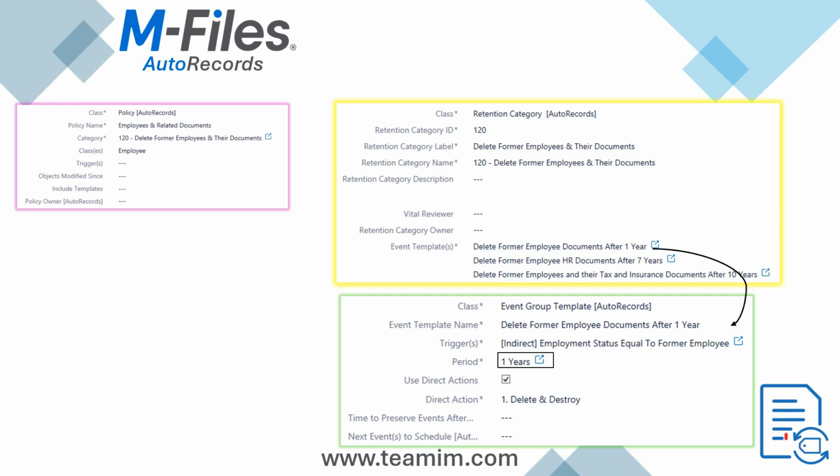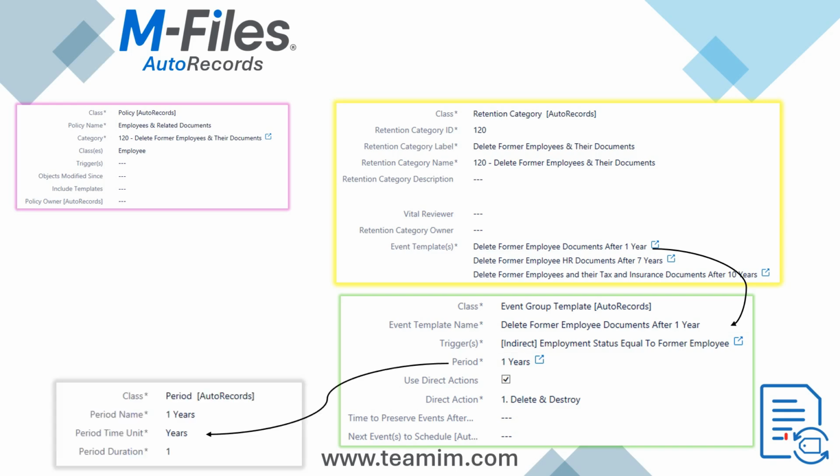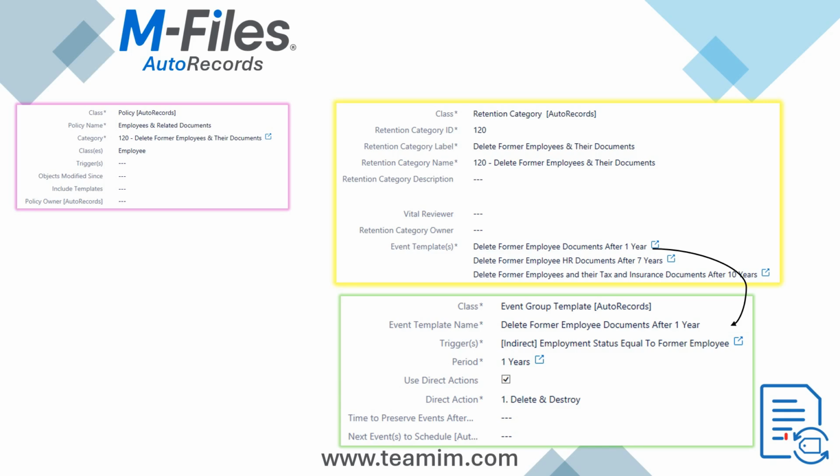With the triggering criteria set, next we need to specify how long we're going to wait before we perform retention. To specify how long we wait before performing the retention action, we specify a time period which consists of a period of time, which will be set to years, and then we set 1 as the duration. And with that, the period is set up.